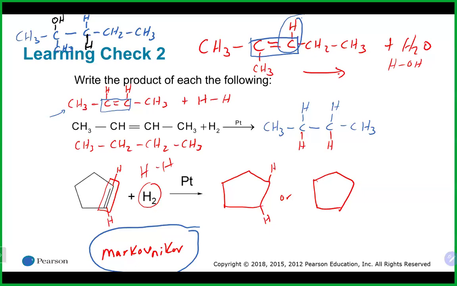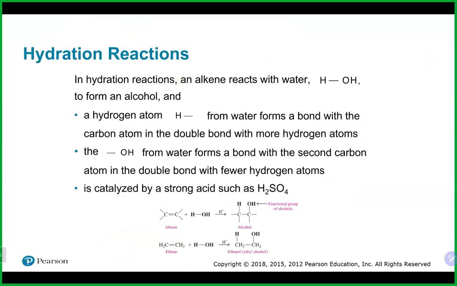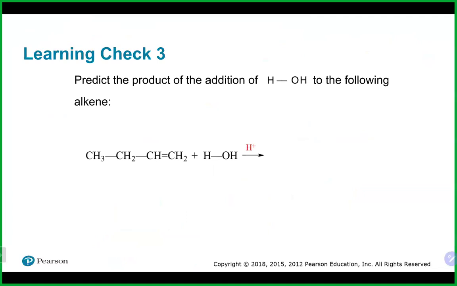So you do need to be able to draw the products here if you're just given the front part, and draw correctly, with everybody coming on correctly. All right, we talked about our hydration reactions, creating our alcohols. So why don't you do this one as well? Why not?